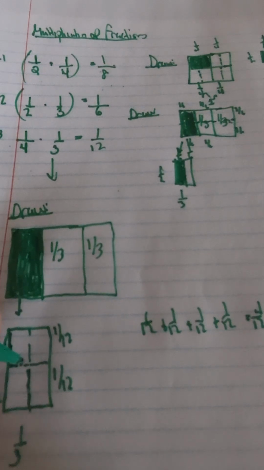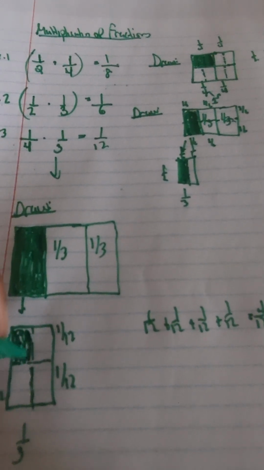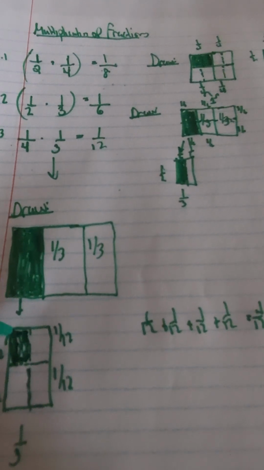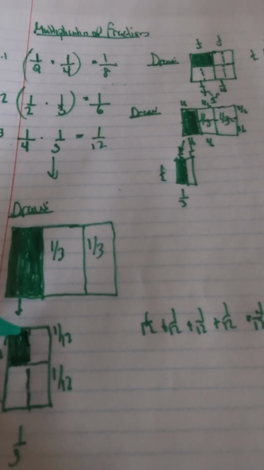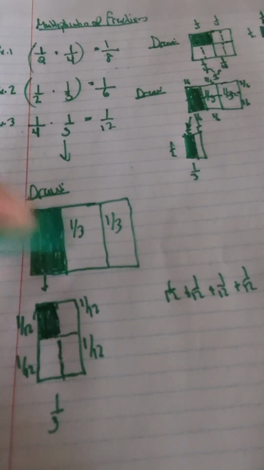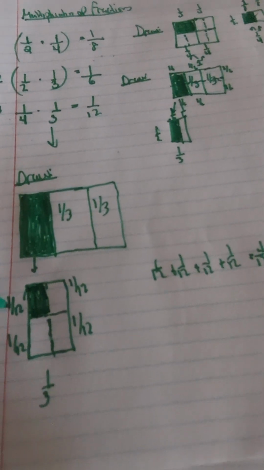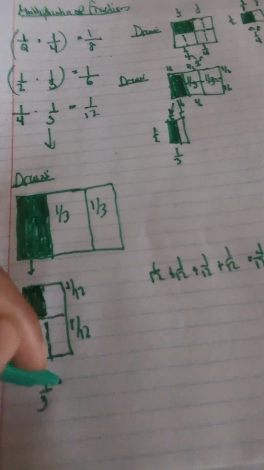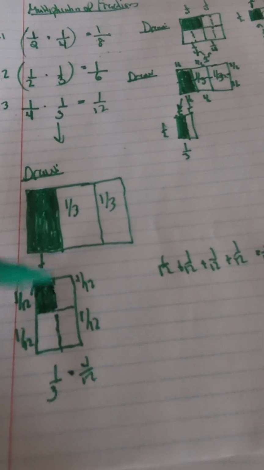So this section here is 1/12. This section here is 1/12. Right? Because 1/12, 1/12, 1/12, 1/12 is 4/12, which is 1/3. Right? So it's the same thing.